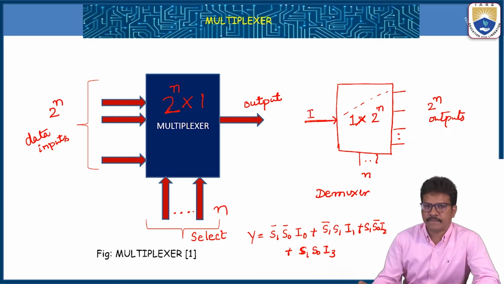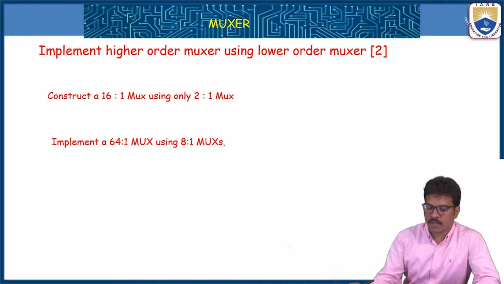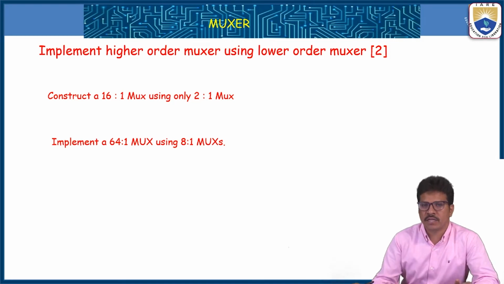Based on this we can see some simple problems on multiplexer and demultiplexer. We may focus on the multiplexer: implement a higher order multiplexer using a lower order multiplexer. Higher order means, for example, a 16 by 1 multiplexer, implemented with the help of the basic 2 by 1 multiplexer. Let us see these kinds of problems. There are simple steps to implement this. This is a shortcut method to find the higher order multiplexer using the lower order multiplexer.